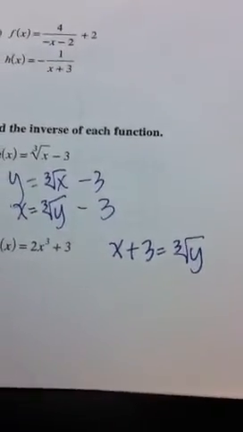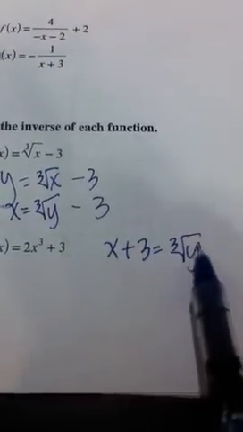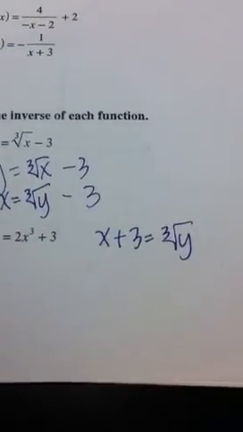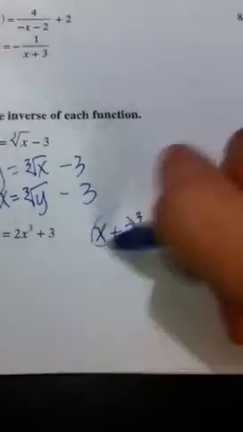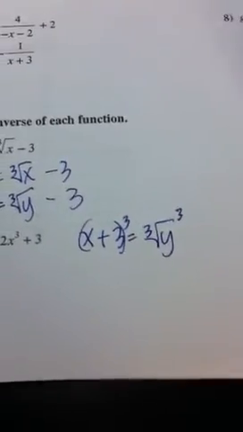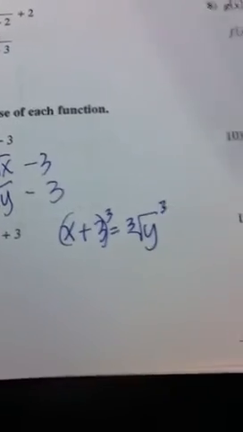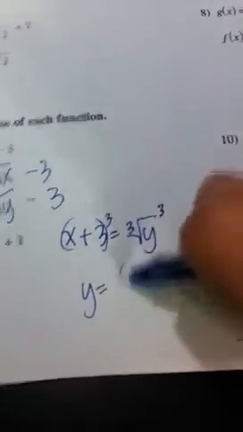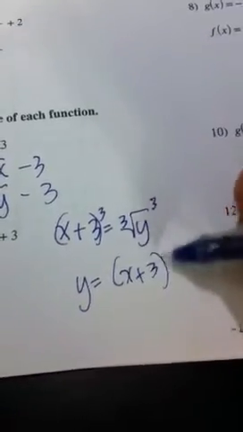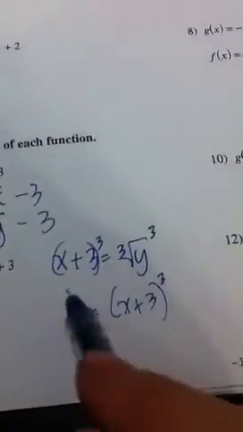And to finally solve for y, I still need to get rid of the third root, so I'm going to raise both sides to the third power. Now be careful here, you have a whole expression. You don't just want to raise the 3, you want to raise the x plus 3, that whole thing. So then I'm going to have y equals (x plus 3) to the third, and that's your inverse function.